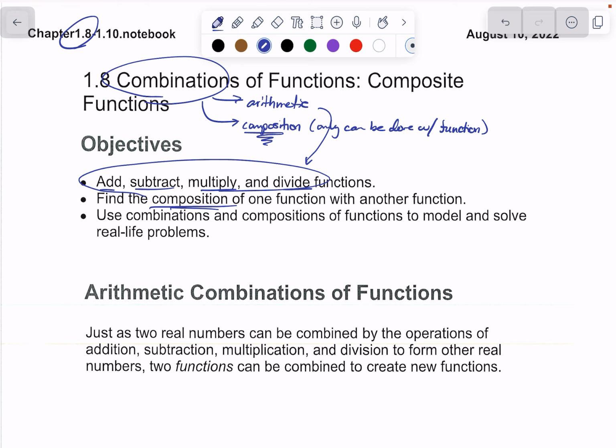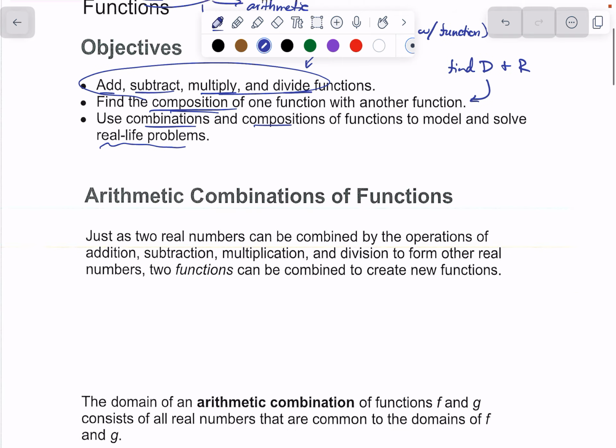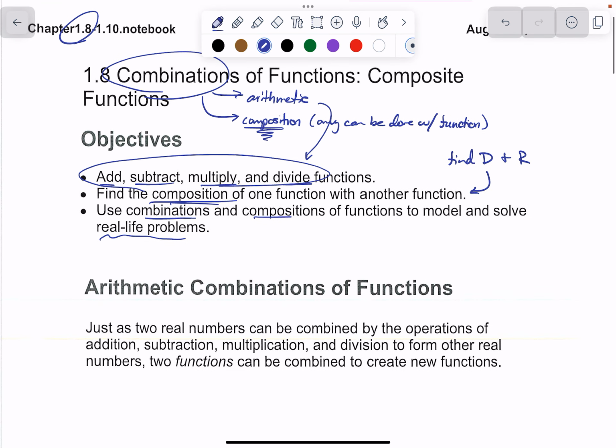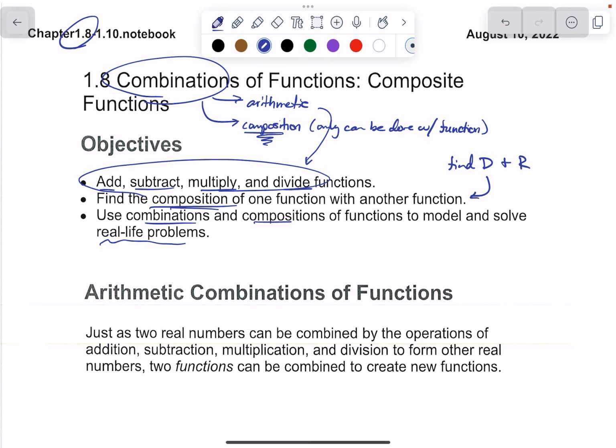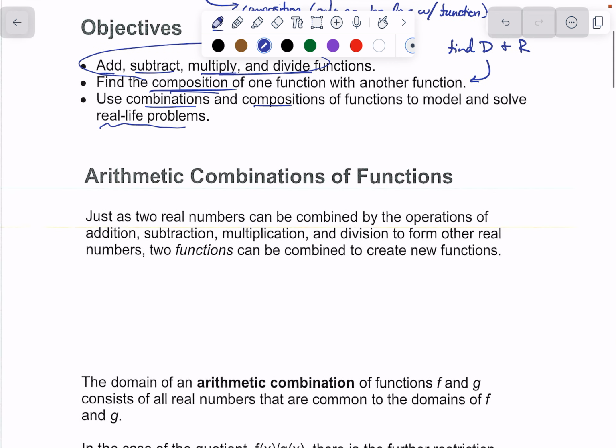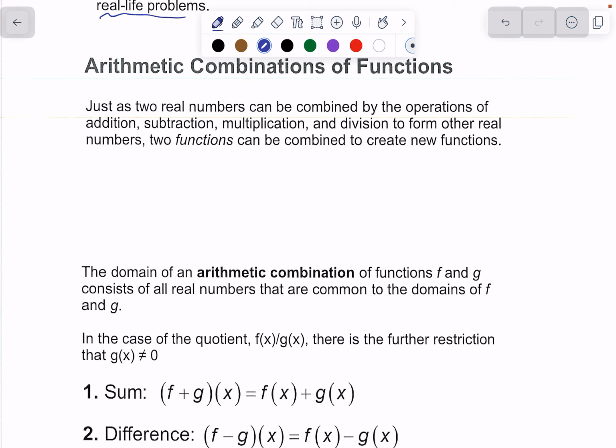And then what's not listed here is once we combine them, we'll also be able to find the domain and the range of these combinations. I don't know why they didn't list that here. These combinations and compositions can also be applied to real life situations too, so we will see an example of that in these notes. So this is the note sheet. There's a homework worksheet that goes with this that should be on my SJ for you guys to start on. And this should have some sample problems that you should see on that homework.